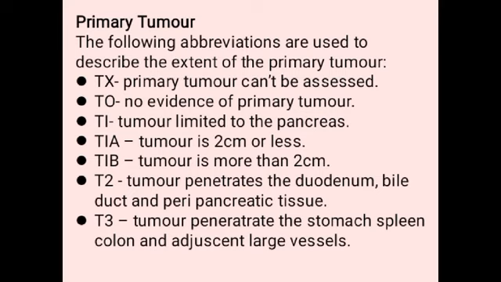Then when it's T1B, it is going to show that the detected lesion is more than 2 centimeters, but within the pancreas. When it is T2, it shows that the tumor penetrates to the duodenum, the bile duct, and the peripancreatic tissues, which are the structures that surround the pancreas. And when it is T3, in this case, it denotes that the tumor penetrates to the distant organs that are adjacent to the pancreas, or the organs of the abdomen. So in terms of the primary tumor, that's how we stage the cancer in this case.